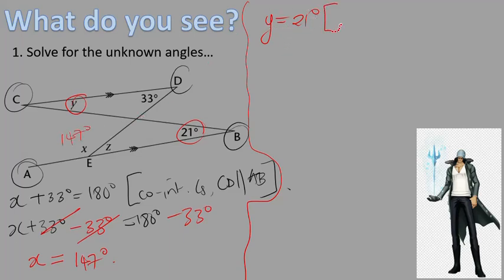Why? Because these are alternating angles. Using which lines as parallel lines? They are using CD and AB. Remember, alternating angles need parallel lines. We good? The next part that I'm seeing here is, let's erase this.